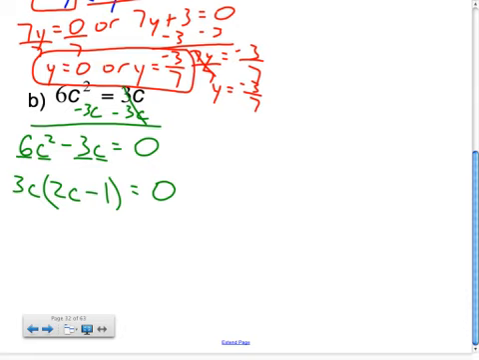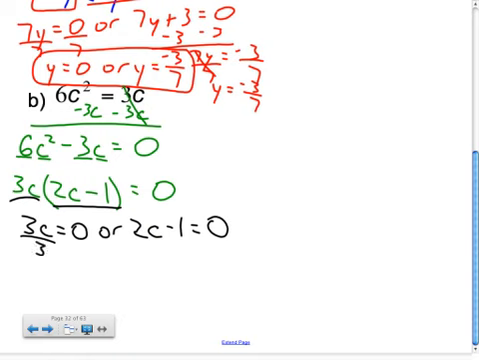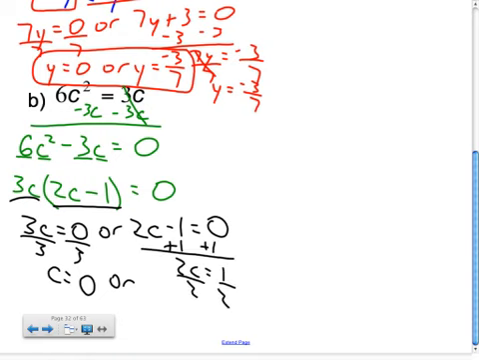And again, if I have 3c and 2c minus 1 multiplying to get 0, that means either 3c is 0 or the 2c minus 1 is 0. And now I solve these independently. So c is equal to 0, or when I solve this guy, I get 2c equals 1. So that tells me that c equals 1/2. Okay, so c is either 0 or it's 1/2 in order to be a solution to the original equation.